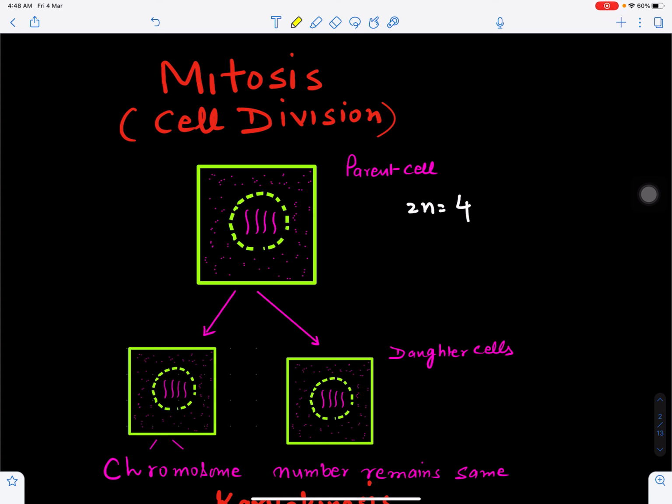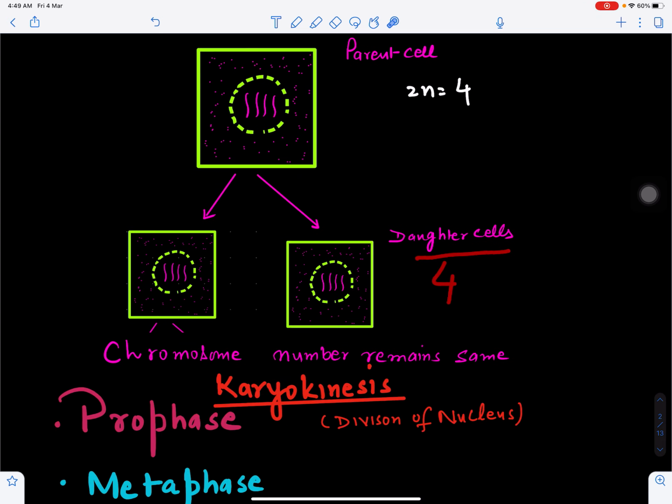So mitosis is a type of cell division where one parent cell divides into two daughter cells. If we start from a parent cell having chromosome number 2n equal to 4, the daughter cells will also have chromosome number 4. So the chromosome number will remain the same. One nucleus divides to form two nuclei, and this process is called karyokinesis. So division of the nucleus is called karyokinesis.